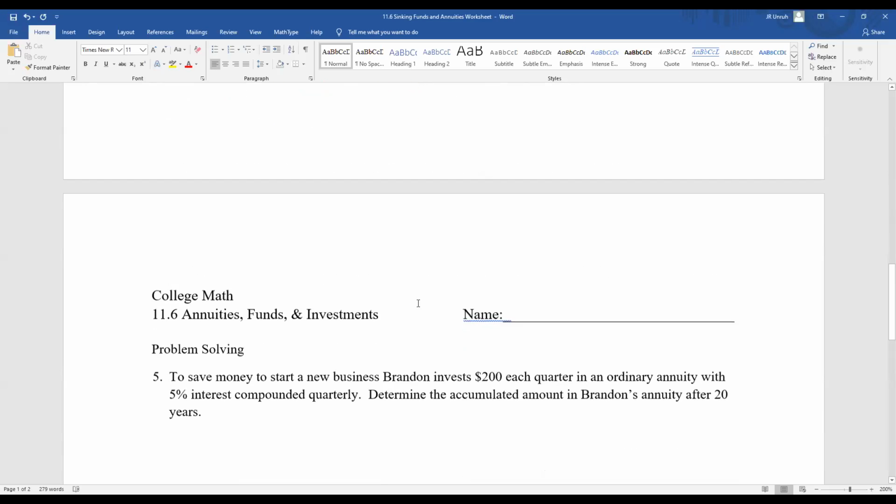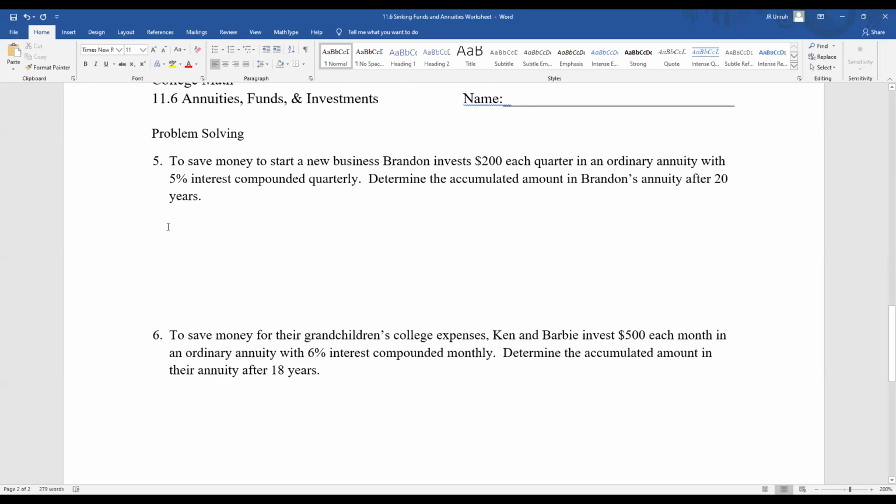Okay, let's get down here to number 5. Number 5 says, to save money to start a new business, Brandon invests $200 each quarter in an annuity with 5% interest compounded quarterly. Determine the accumulated amount in Brandon's annuity after 20 years. Okay, so here's what you need to decide here. Are you looking for a specific amount to invest now in order to reach an amount that is given to you in the problem at a later date? Or are you given an amount that you're investing now and you're trying to find out the amount that the invested amount will accumulate over a period of time?